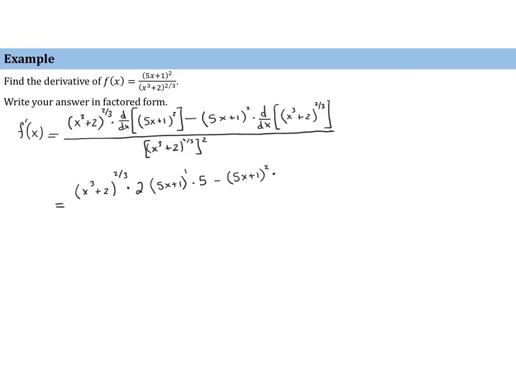minus 5x plus 1 quantity squared times, and again we can bring the 2/3 in front and lower the power, and then take the derivative of the inside. So this yields for us 2/3 by bringing that exponent in front, x cubed plus 2, lower the exponent of the 2/3 by 1, which now makes it a negative 1/3, times the derivative of the inside function, the derivative of x cubed plus 2. The derivative of x cubed plus 2 is simply 3x squared.